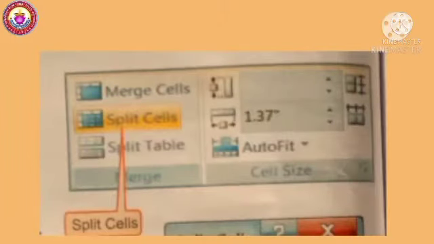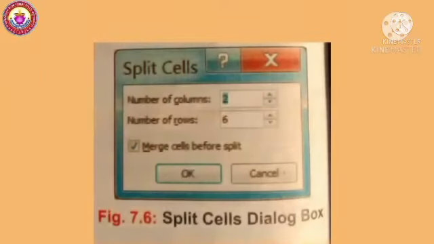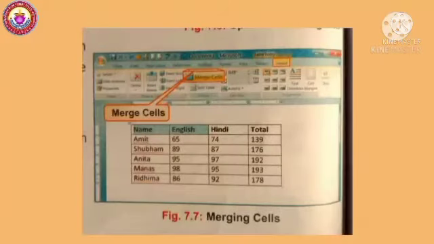Next point, splitting cells. To divide a cell into many cells, we use the Split Cells option. Select the cell you want to split, select the Layout tab, click the Split Cells button in the Merge group. The Split Cells dialog box will appear. Enter the number of rows and columns into which you want to split the selected cell, then click on the OK button.